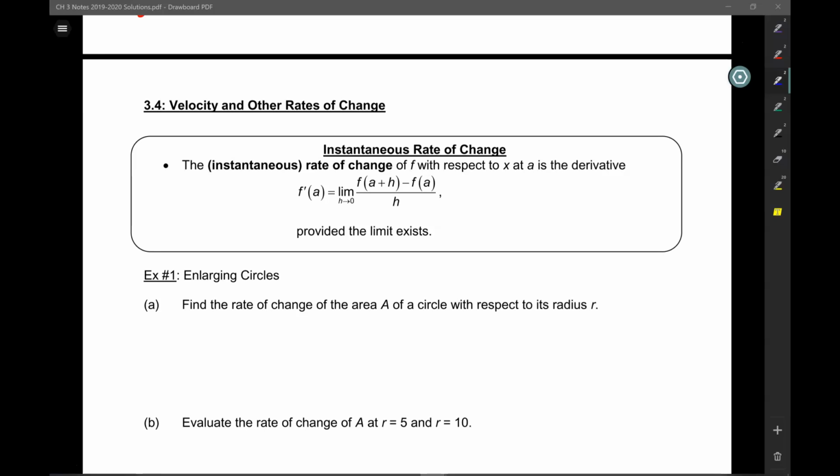Let's do this. So 3.4, we're talking about velocity, and that's one form of rate of change, and then we're going to talk about other applications as well. Okay, we've now said this over and over again. At this point, there is no excuse for you guys to not recall this information: the instantaneous rate of change, one last time, is where you measure the slope of the tangent line at a specific point, right?